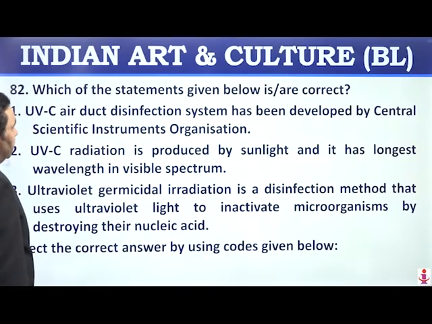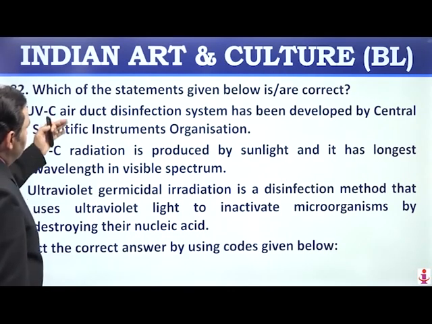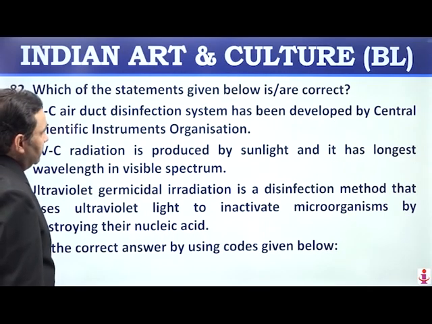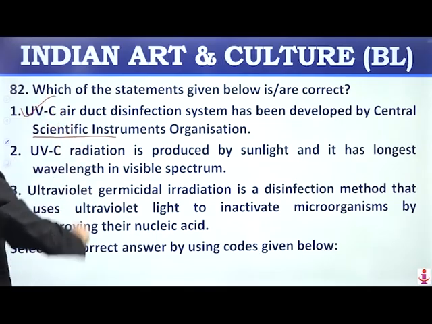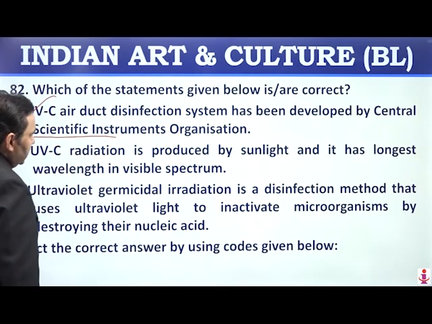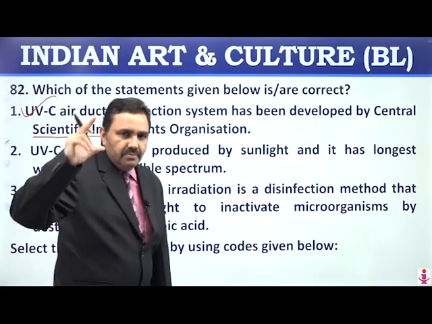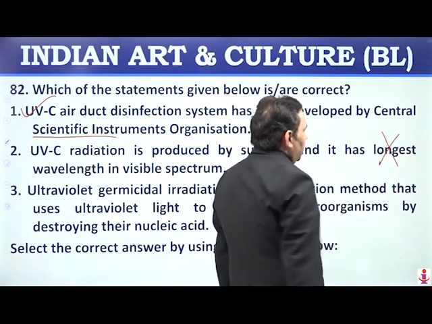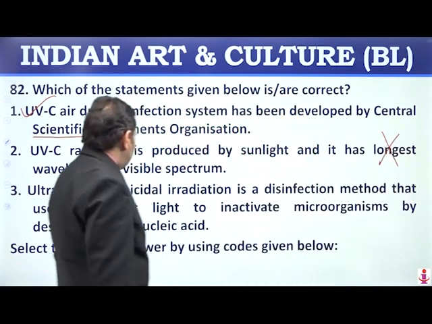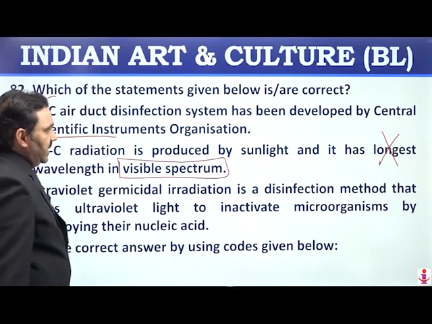82, which of the statements given below are correct? UV, ultraviolet C, air duct disinfection system has been developed by Central Scientific Instrument Organization. That is correct. UVC radiation is produced by sunlight. It is produced by sunlight also. It can be produced artificially also. But this is not longest, this is shortest in visible spectrum. So it's the shortest wavelength of visible spectrum. Second is wrong.